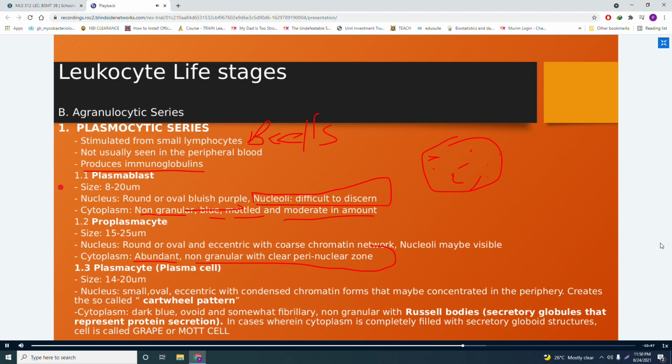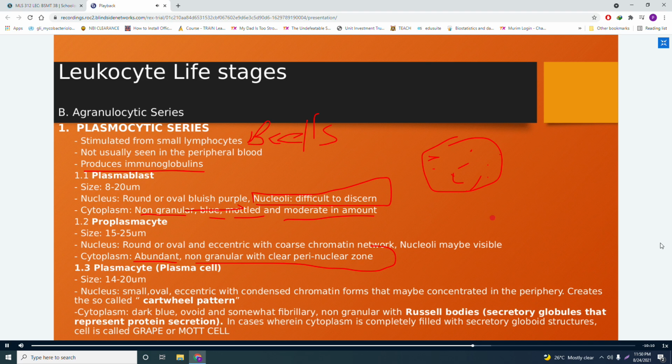So again, class, if you're gonna be asked the cell with a nucleus characterized by the cartwheel pattern, the answer is plasma cell. Okay? Then also take note of this class, the cytoplasm of your plasma cell. It has dark blue ovoid, somewhat fibrillary, non-granular bodies called Russell bodies. These Russell bodies, class, are secretory globules that release protein secretion.